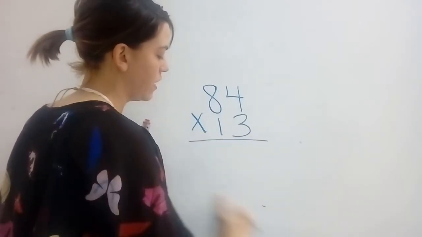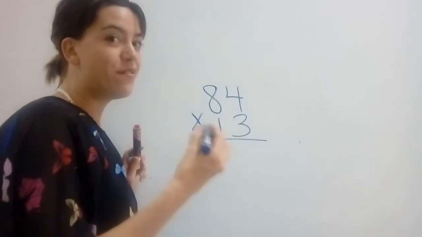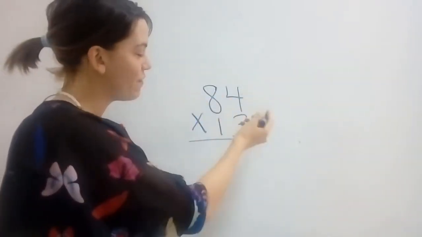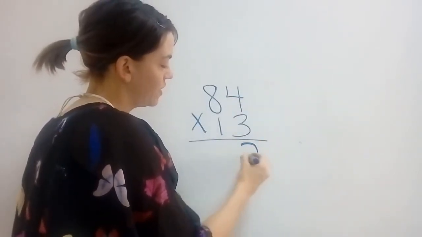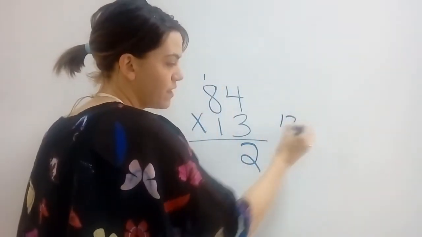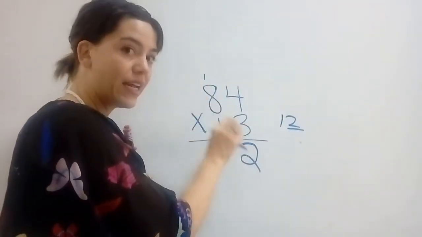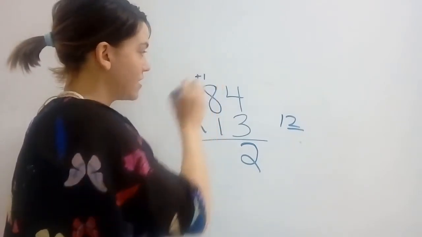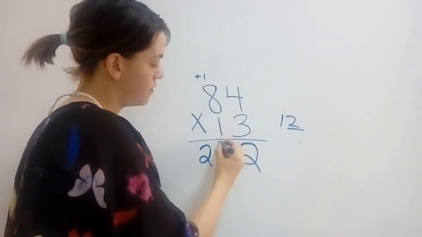84 times 13, or 84 groups of 13. I say times to make it faster, but technically you should say 84 multiplied by 13, or 84 groups of 13. 3 times 4, 12. Keep the 2, carry the 1. We keep whatever's in the ones place, we carry whatever's in the tens place, and then we add it to the next part. 3 times 8 is 24, but don't forget to add your 1. 24 plus 1 is 25.